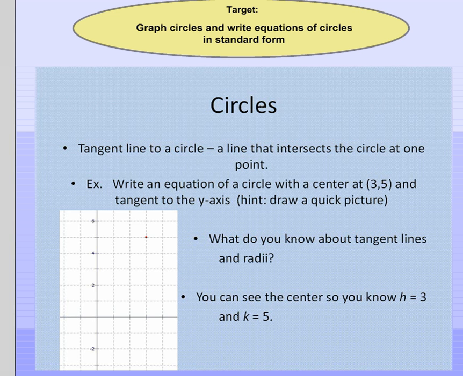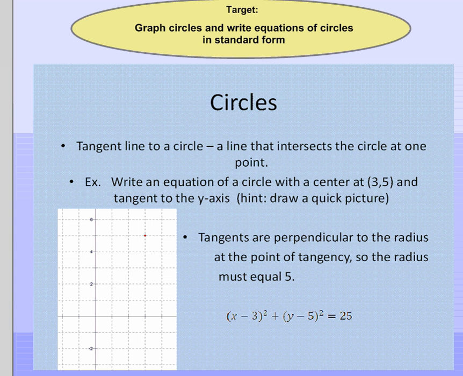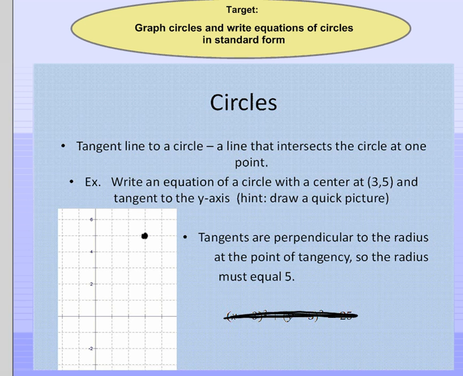So what do I know about tangent lines and radii? Again, I know that they are perpendicular. What do I know about the center? The center is at (h, k), it's at (3, 5). There's the center. I'm going to cross this out for now. The center's at (3, 5). And again, tangents are perpendicular to the radius at the point of tangency.